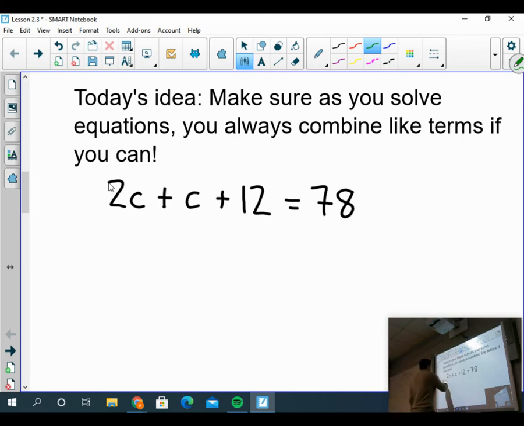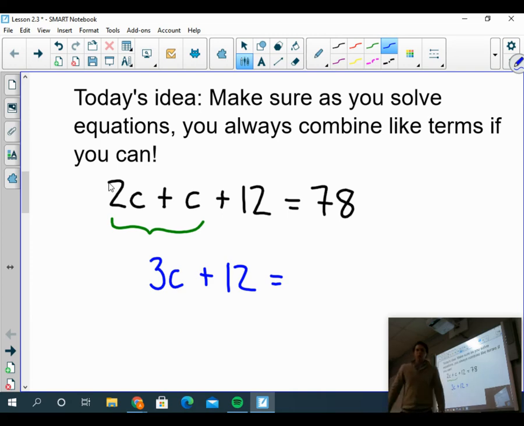We have 2c plus c, and those are like terms. So our first step is, oh, well, we can write this in a simpler fashion. If I have two c's and I'm adding a c to it, well, then I have 3c, plus 12. Now, we've talked about this in previous videos. The 3c and the 12 aren't going to combine, right? If I have 2 apples and another apple, I can combine and just say I have 3 apples, but I can't combine apples and oranges, so to speak. So the 3c and the 12, you can't simplify anymore.